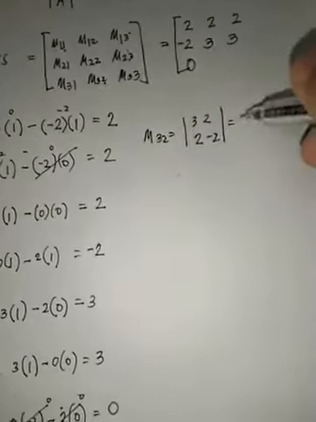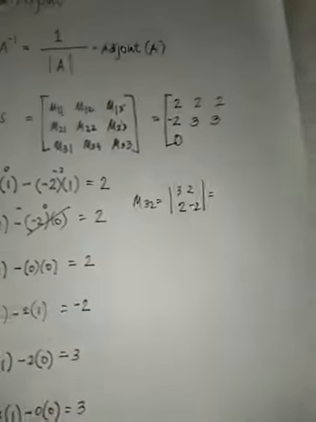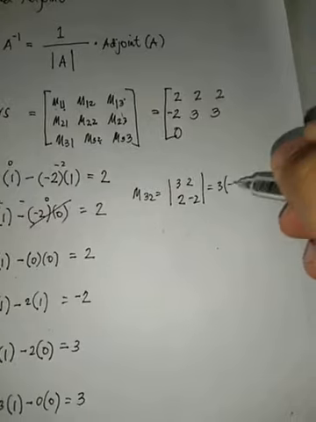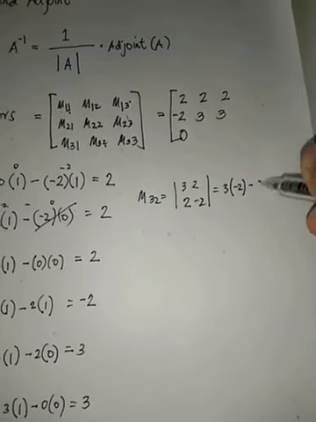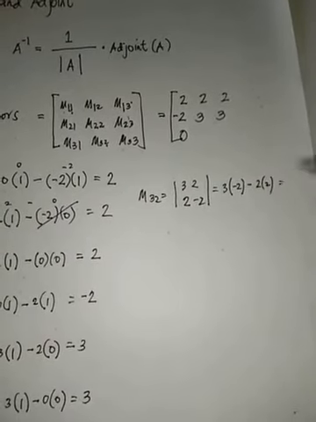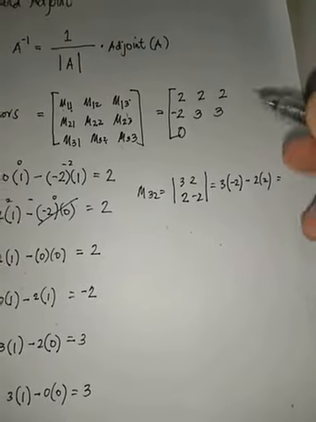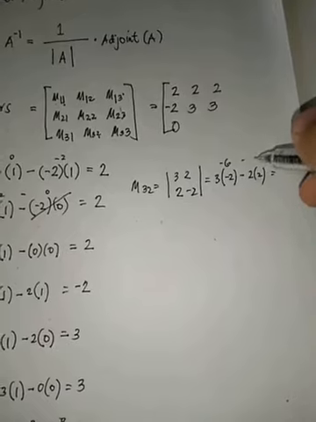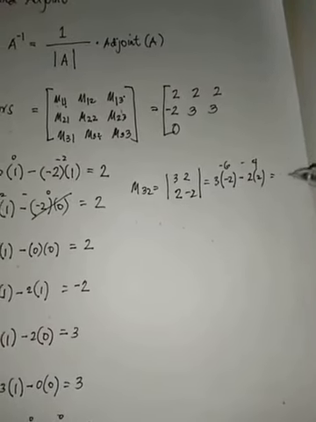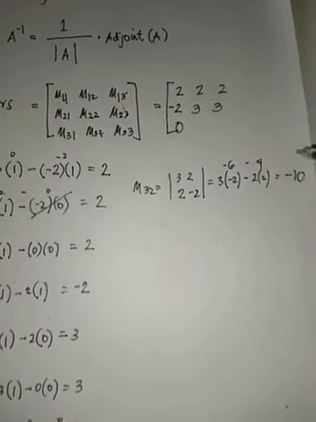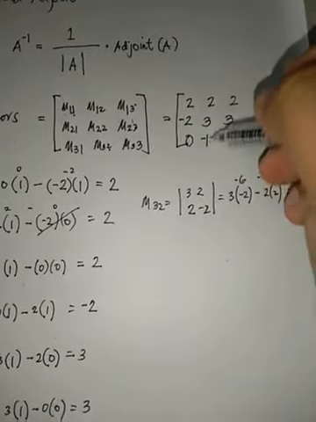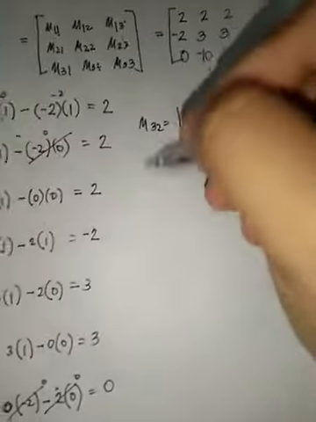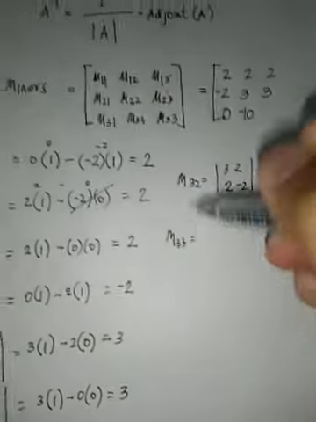Okay. So, we have 3 times negative 2 minus 2 times 2. So, 3 times negative 2, it's negative 6. Ito minus 4. So, we have negative 10. Okay? So, meron tayong ditong negative 10. Then, the last, ang M33.